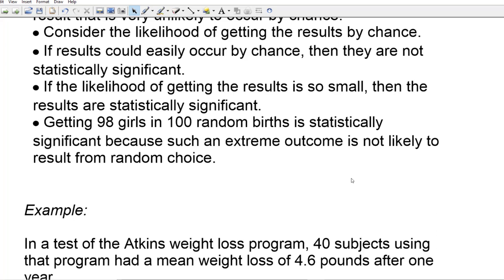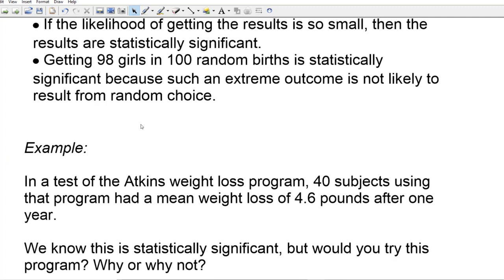It's a 50-50 chance when you decide to have a child, whether you're going to have a boy or a girl. 50-50. So if I had 100 births and 98 of them were girls, that's a 98% probability right there that you were going to have a girl. That's an extreme outcome. Now, what about if we change this to getting 52 girls in 100 births? Now, that's not statistically significant because that event could easily occur with random chance, okay?